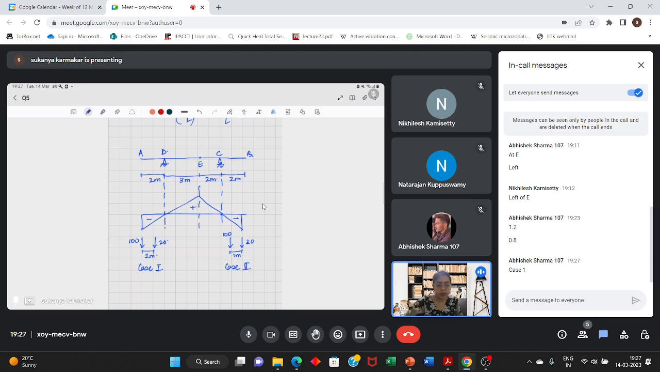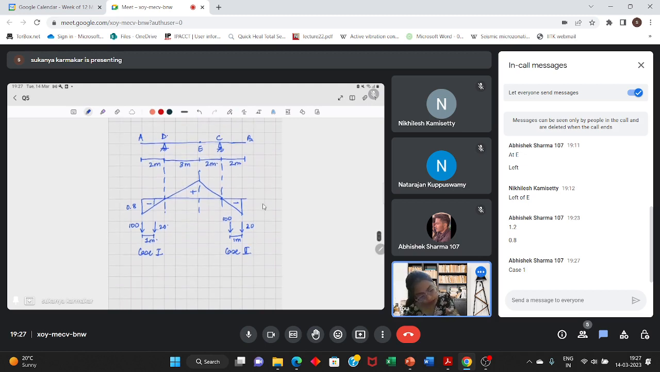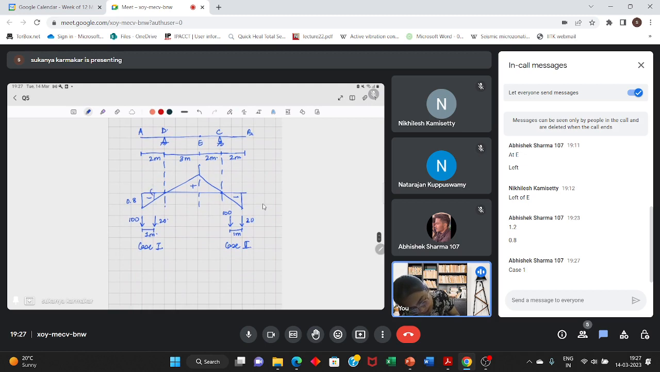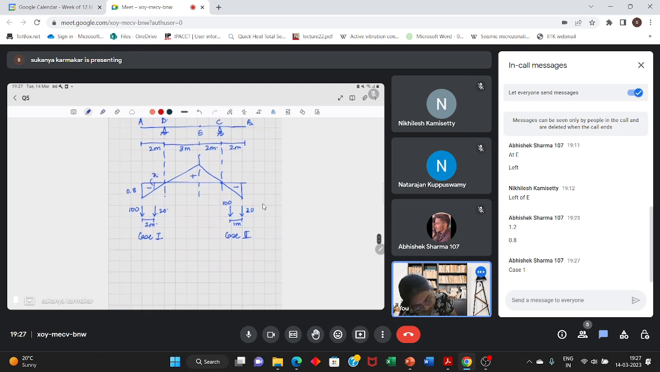Abhishek, you are saying case 1 is the correct one. What value did you get? This coordinate is 0.8. Here you can calculate the value, again using similarity of triangle. I'm solving case 1. The height is 0.8 over a distance of 2 meters. Let the height be x over a distance of 2 minus 1. So x will be 0.4.